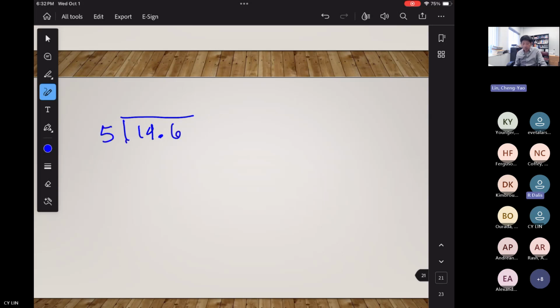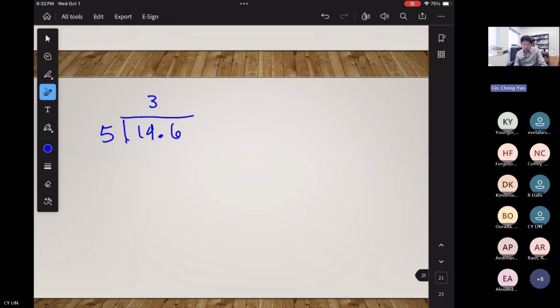All right, 19.6 divided by 5. In this problem, we don't need to worry about moving the decimal point, so we just go ahead and do it. Sometimes dividing with decimals is difficult to teach because sometimes I have to line up decimal points and sometimes I don't. In this case, we don't need to move the decimal point.